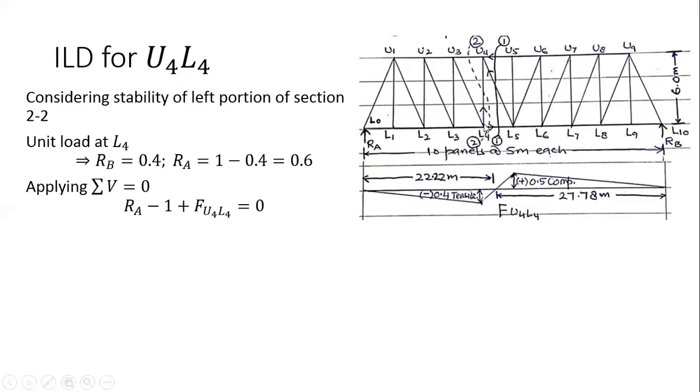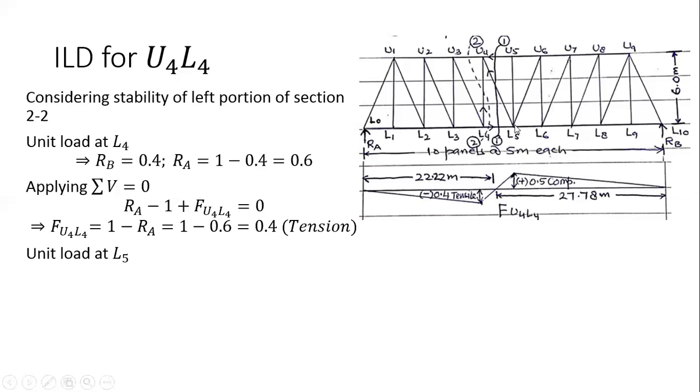So at this joint there are three forces. Applying summation V is equal to 0: Ra plus 1 minus F U4 L4 is equal to 0. So from this I can calculate this force here. F U4 L4 is equal to 1 minus 0.6, which is 0.4. I assume the arrow here as away from the joint, so this is a tension. So my ordinate here is 0.4 under this load, and this is tension.